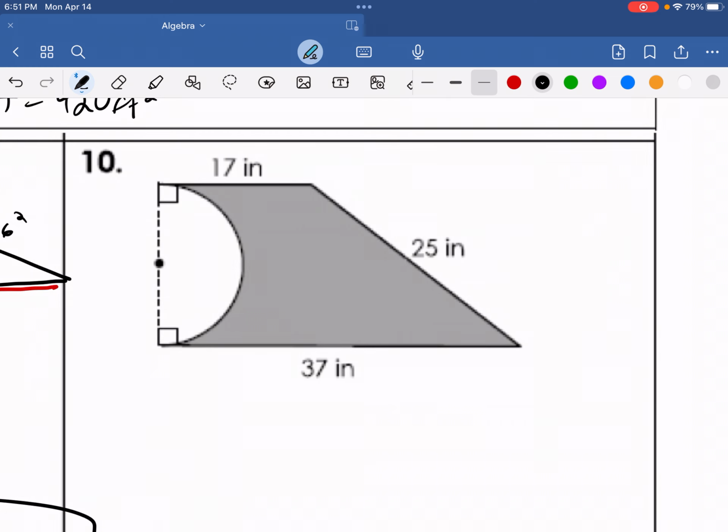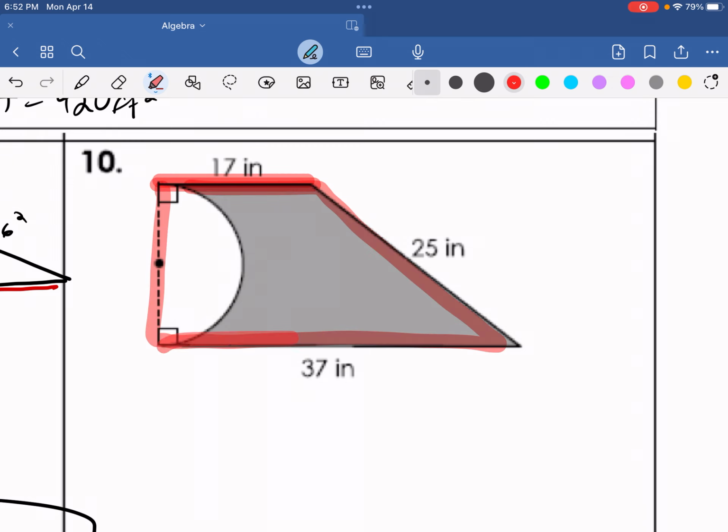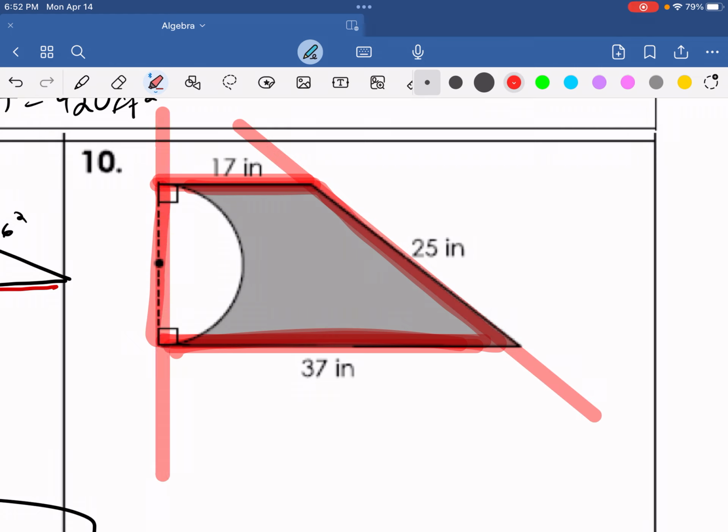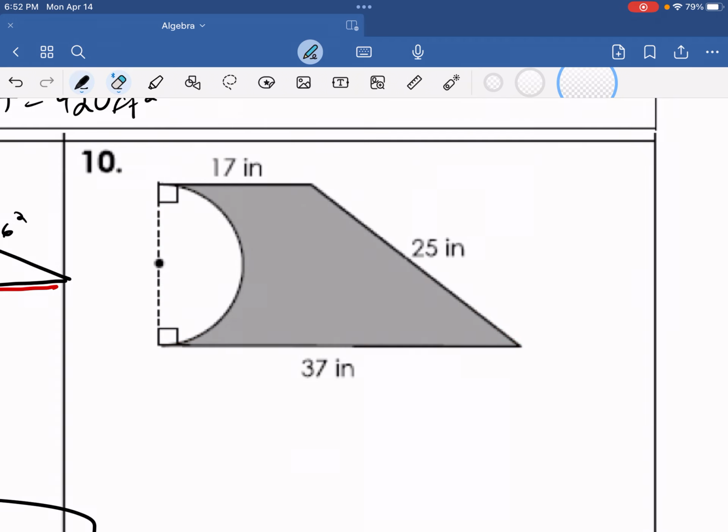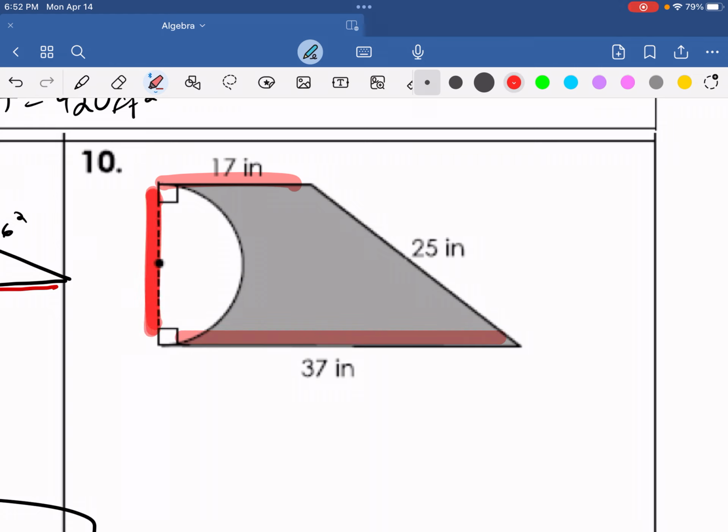All right, for number 10, the big shape is a trapezoid. You can tell because the top and the bottom are not going to cross, but the left and the right would cross. They would cross if you made them bigger. So that's a trapezoid. For a trapezoid, we need the bases, so that'd be 17 and 37, but we also need the height. I need to know how long this side is. That's the one with the 90.